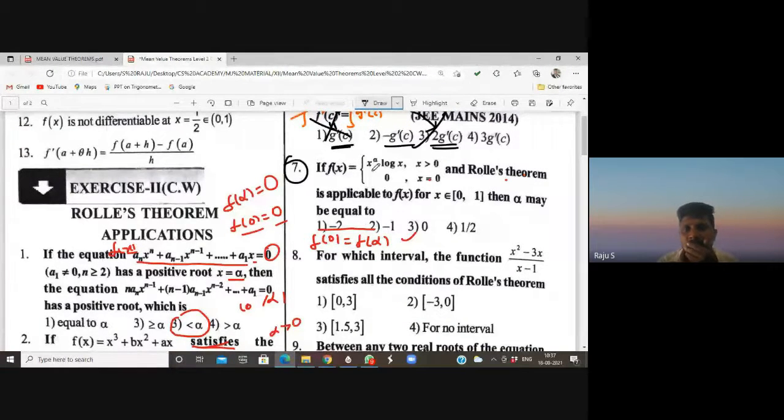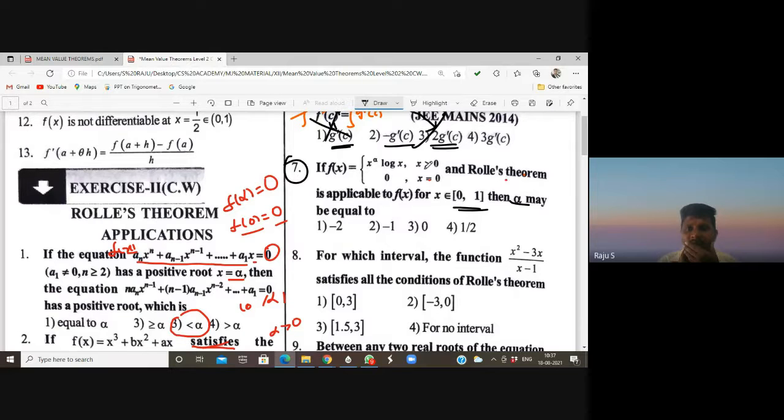Seventh question. F of x, they have given two different cases: one is greater than, one is equal. It should not be given as lesser than. Okay, no problem. They have given 0 to 1. Okay, students, here nothing to do. Here there is no need to check the value. It's very simple. They are asking for the alpha value.